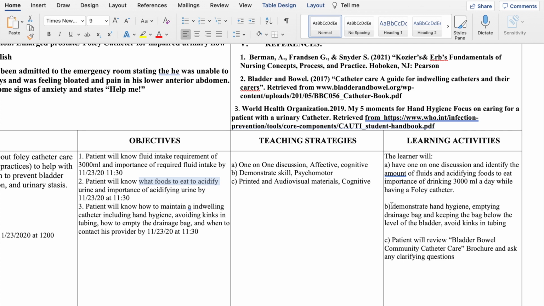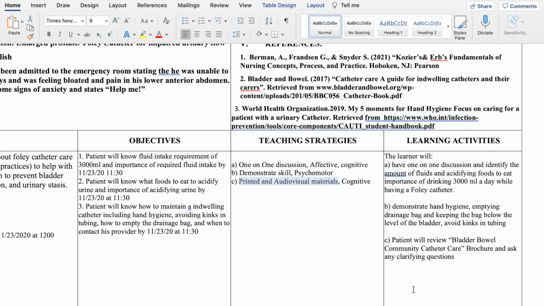It includes the teaching strategies and the objectives. My next one, I put demonstrate hand hygiene, emptying drainage bag, and keeping the bag below the level of the bladder, and avoid kinks in tubing. So this one includes the teaching strategy, demonstrate skill, and then it has my objective, including hand hygiene, avoiding kinks in tubing. And then lastly, I have patient will review bladder bowel community catheter care brochure and ask any clarifying questions. So this is the teaching strategy of using printed and audio-visual materials.